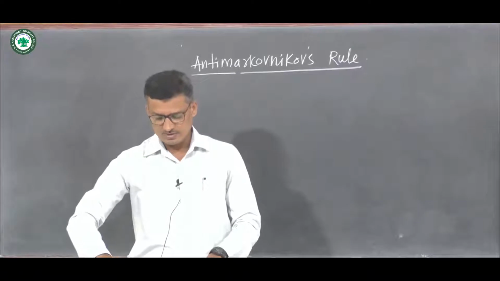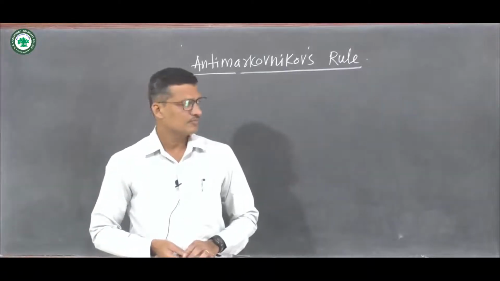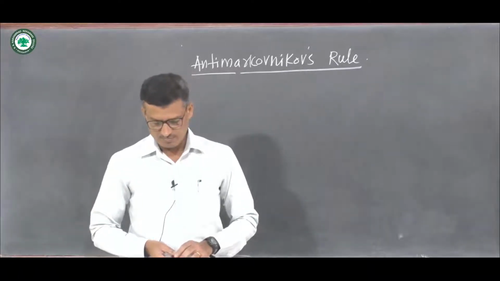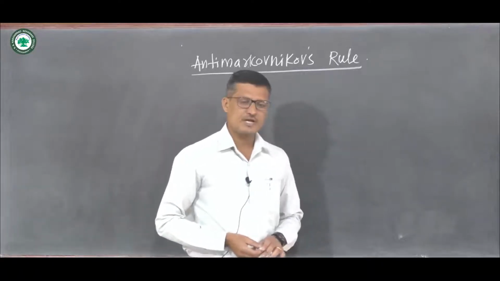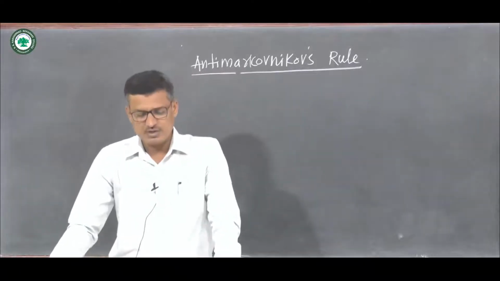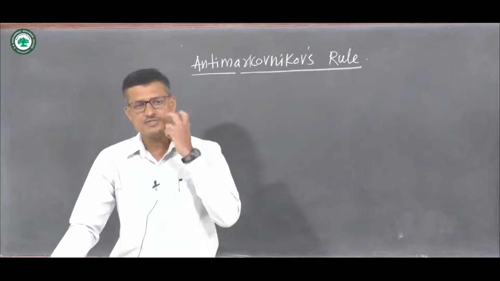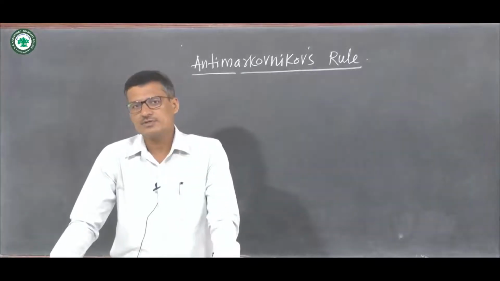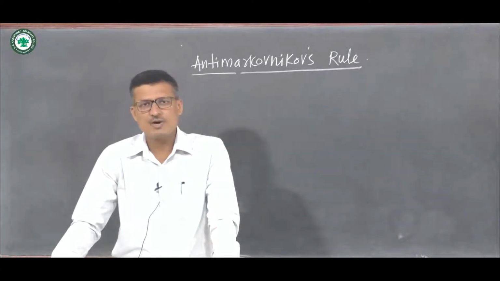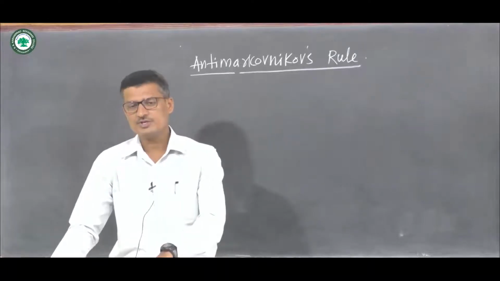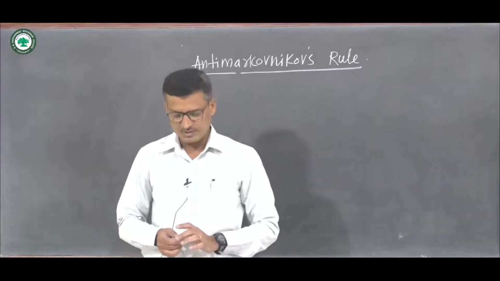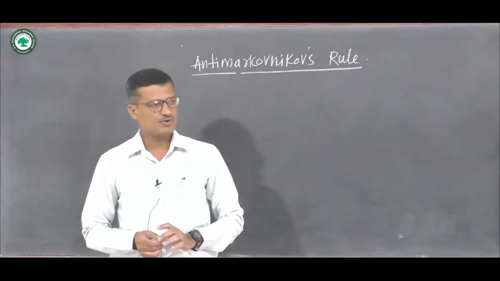Students, last time we already discussed some examples of addition reactions to the carbon-carbon double bond, and we already discussed the addition of HX, or what we call the hydrohalogenation reaction, in which the major product is according to the Markovnikov addition. So in case of Markovnikov addition, what happened? The negative part of the reagent is attached to the carbon which carries the less number of hydrogen atoms, and this rule is called Markovnikov addition.